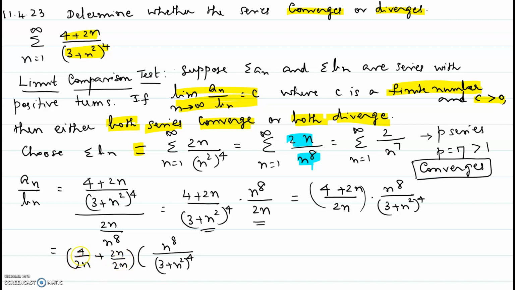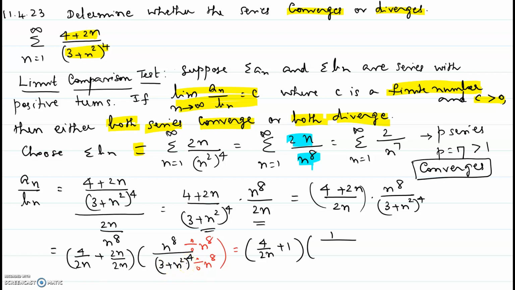As n approaches infinity, the first term is going to approach 0. This is the one we have to be careful with. We divide both the numerator and the denominator by the highest exponent of n. So the whole thing now reduces to 4 over 2n plus 1, then n to the power 8 over n to the power 8, that will be 1. But when you divide (3 plus n squared) to the power 4 by n to the power 8, it's not going to be an easy division. It's a binomial to the power 4. So when you expand, it will become 5 terms.